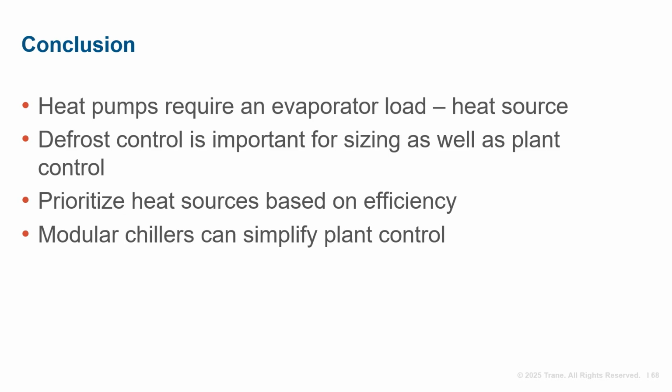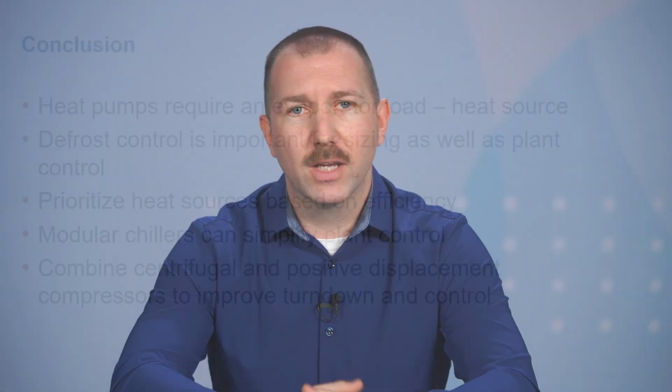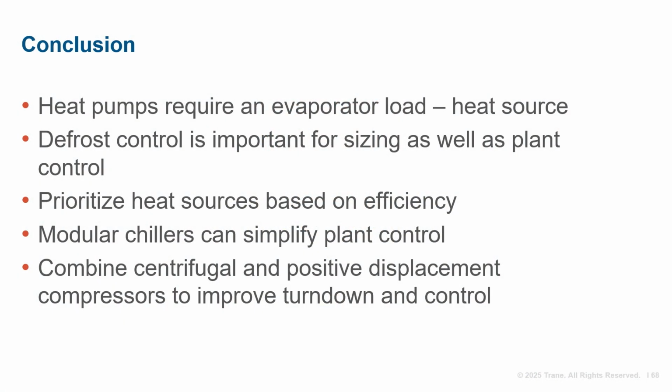For small to medium-sized buildings, modular chillers can simplify chilled and hot water control by packaging the majority of the controls within the unit. However, this can come at a cost, quite literally, since they are often more expensive than packaged heat pumps. For projects looking to lower first costs, consider combining modular heat pumps with packaged units. Last, for medium to large plants, combining centrifugal and positive displacement compressor types can optimize plant turndown and control.